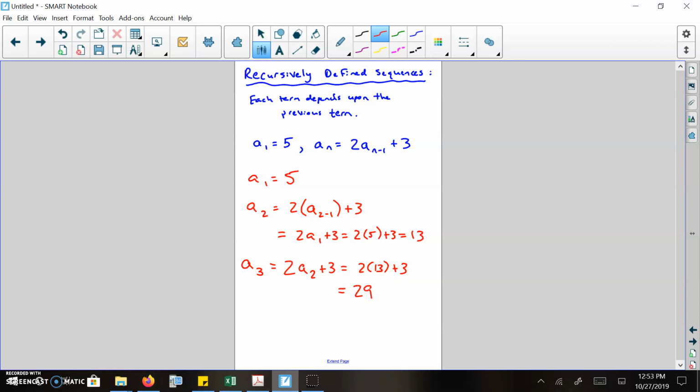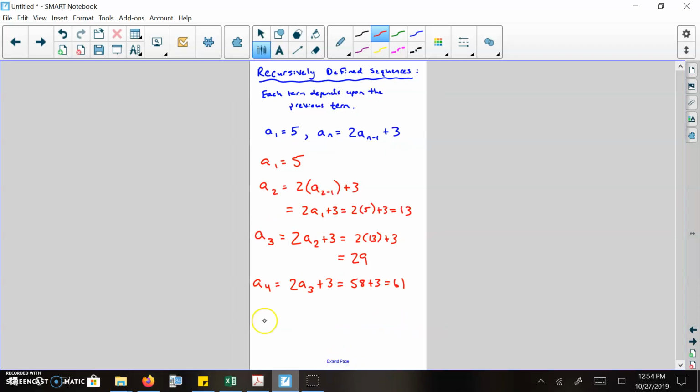Okay, so all I'm really doing here, if you think about it, is I'm going back to the previous term. So if it's a sub 4, I need to go back to a sub 3, multiply it by 2, and then I'll add 3. Okay, so 2 times 29, that's 58, plus 3 is 61.